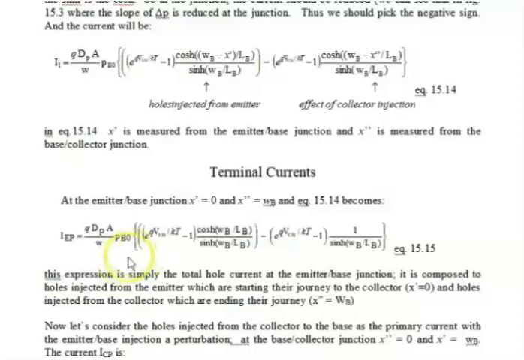This is the terminal current, which is composed of two currents. One, holes injected from the emitter into the base. The other, holes injected from the collector into the base. This one is starting its journey. This one is ending its journey. It goes all the way from the collector, the base collector, and it winds up at the emitter base junction.